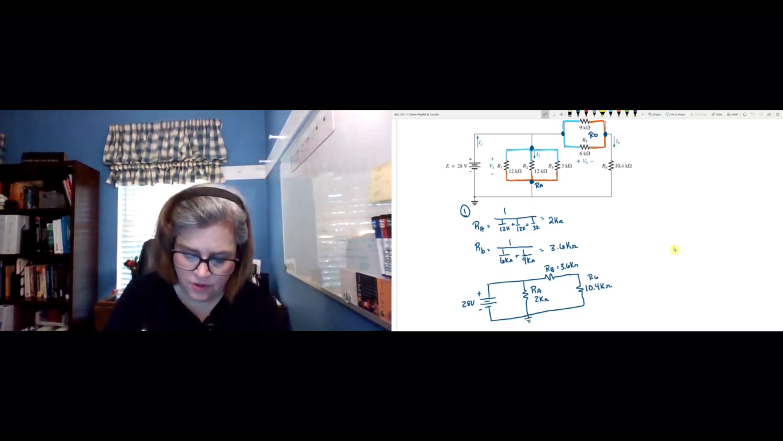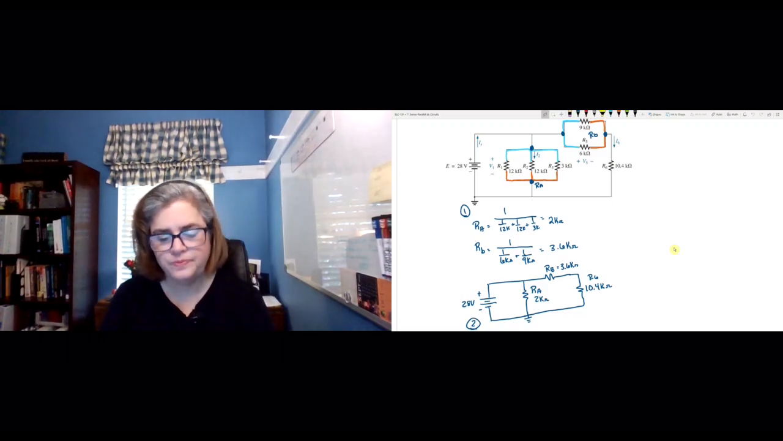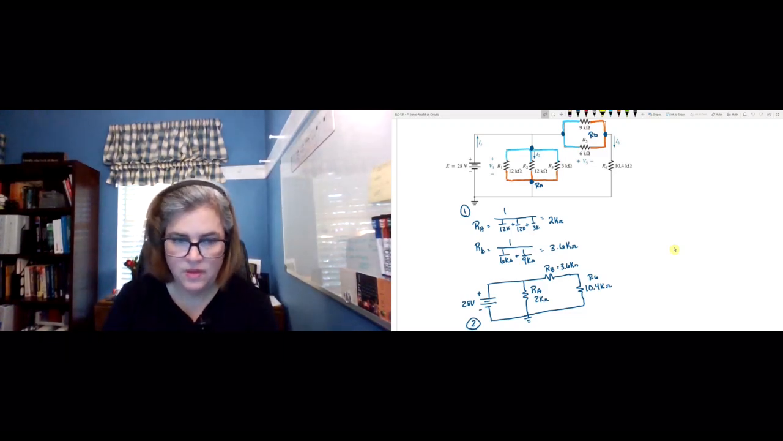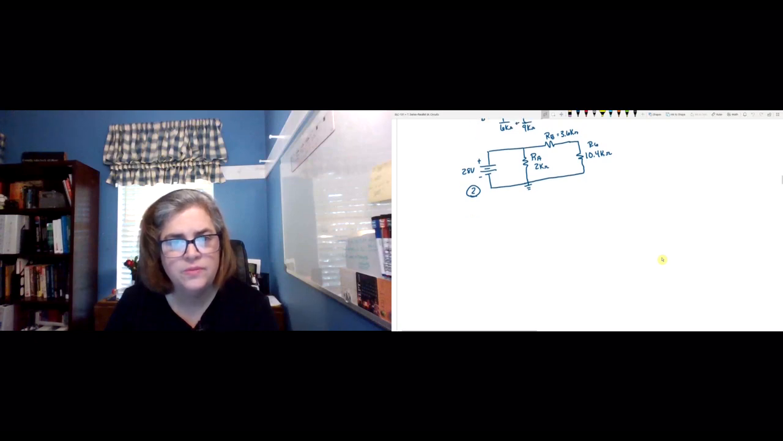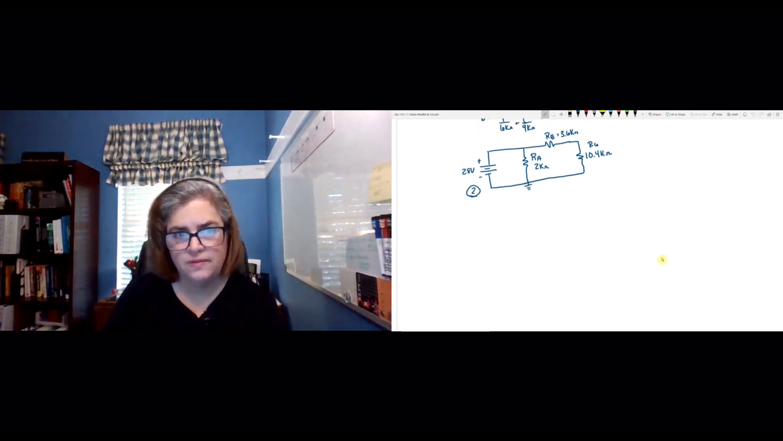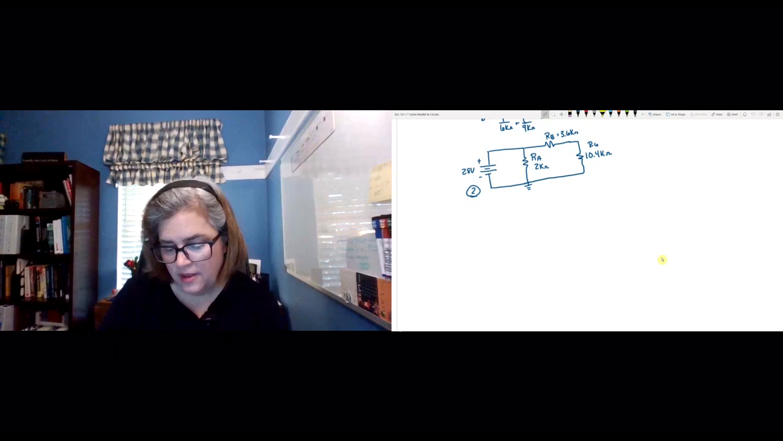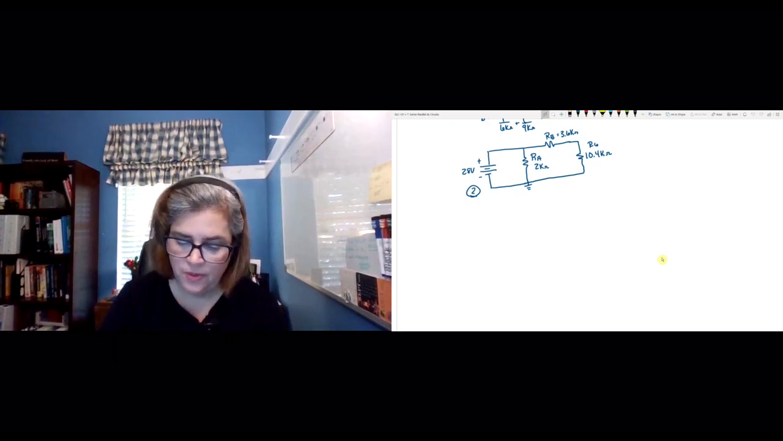Okay, so this I'm going to call my step 2. All right, now let's treat this like it's its own problem, like it's a totally new circuit. Sorry for the crooked drawing. You can draw yours neater on your paper.